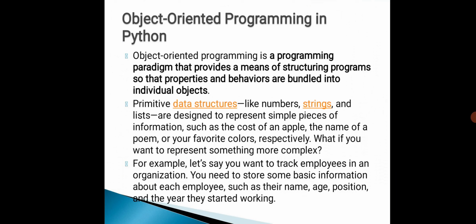Object-oriented programming in Python. Object-oriented programming is a programming paradigm that provides a means of structuring programs so that properties and behaviors are bundled into individual objects. Primitive data structures like numbers, strings and lists are designed to represent simple pieces of information such as the cost of an apple, the name of a poem, or your favorite colors respectively.